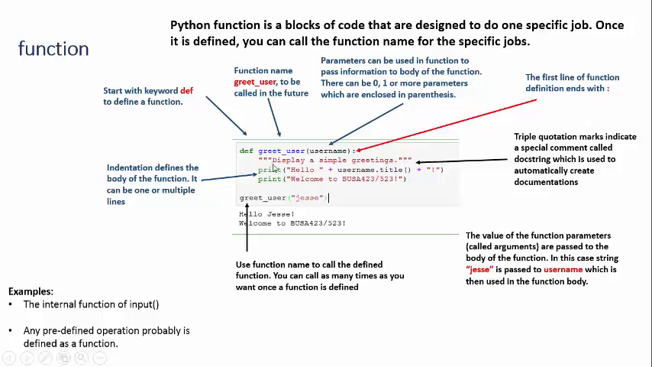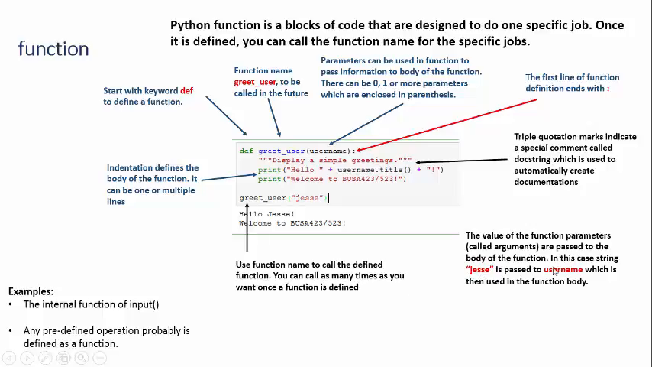Once the function is defined, you can actually use it. For example, you put in greet_user with Jesse as a string as the input to your parameter, and then, as we expected, it's going to print out the greeting for Jesse, as well as the welcome to BUSA 493.523 here, which is part of the function's body. So that's the whole process.